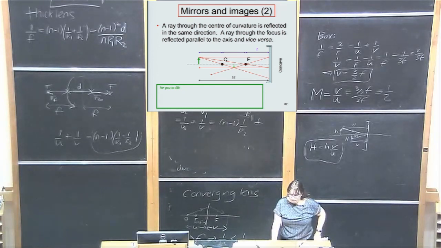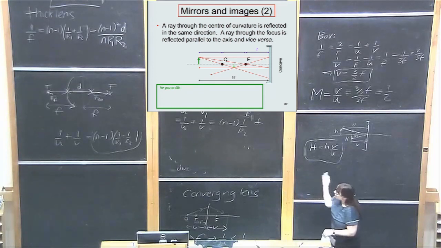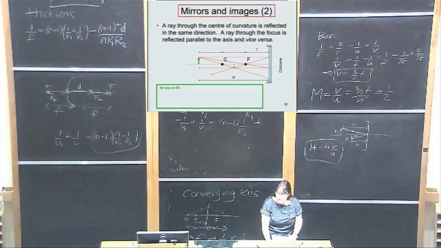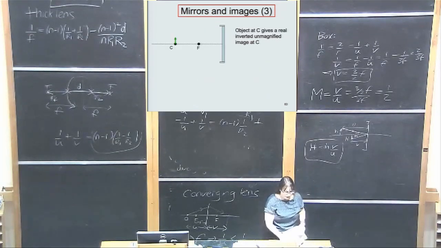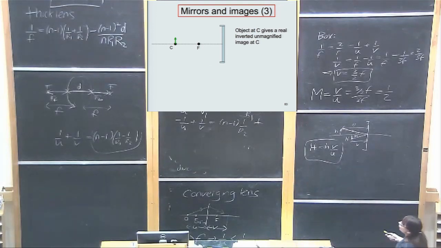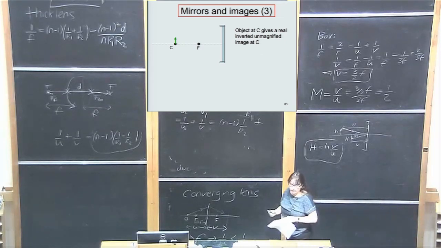Right. So that was an example where we'd put the object outside of the centre of curvature. Let's just, for absolute completeness, run through all the possible different examples that you might have, and draw the ray diagrams, just so that you have them all for reference, okay? So here's one where I put the object actually at the centre of curvature.